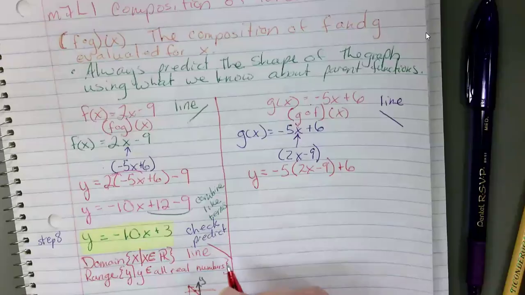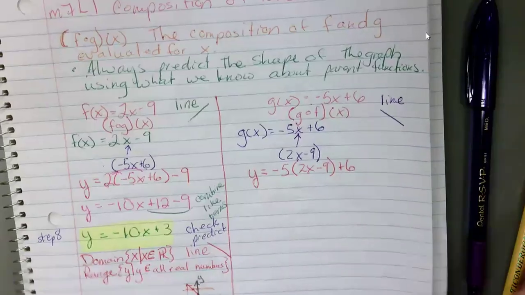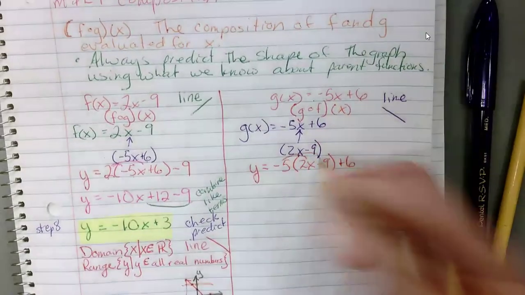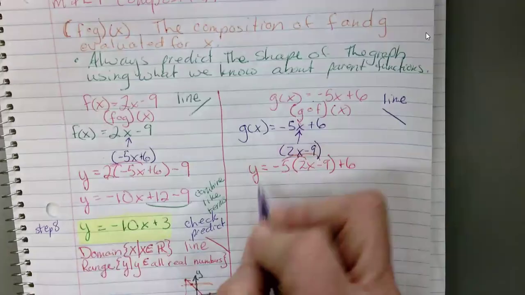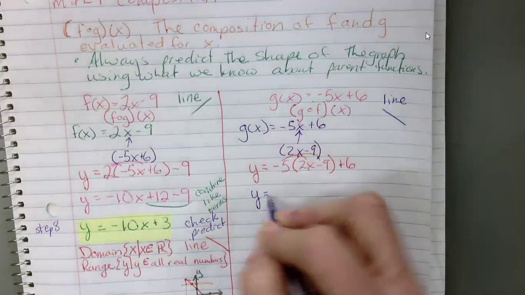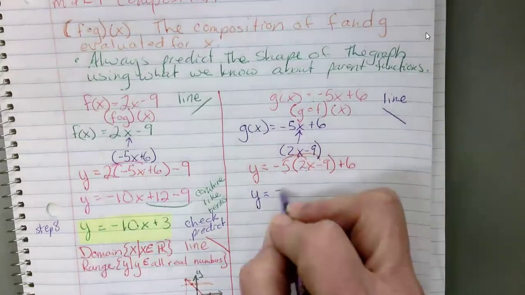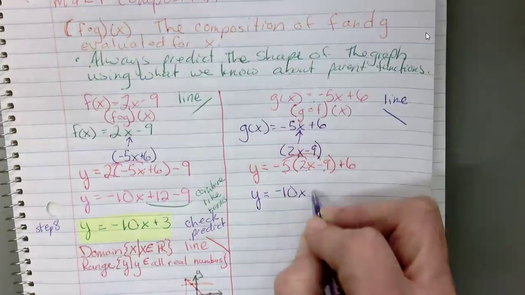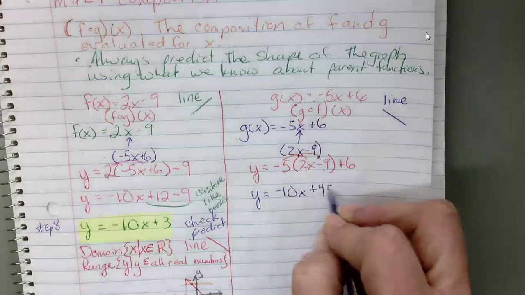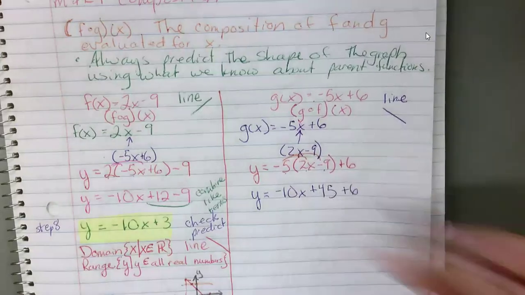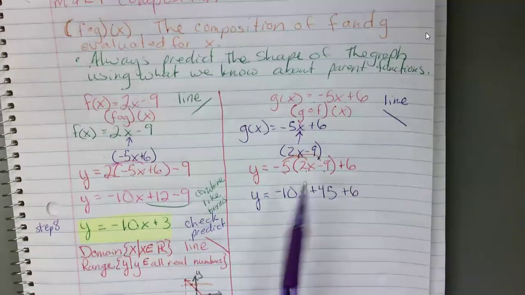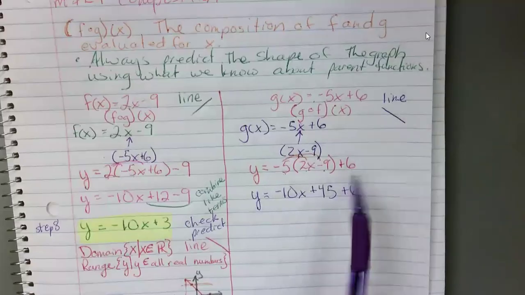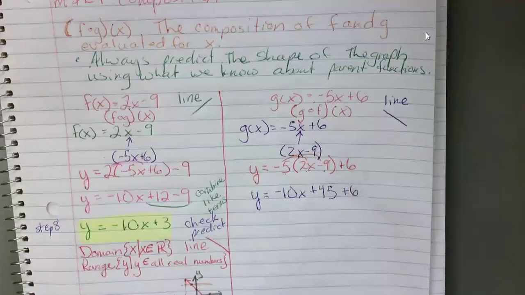Step 7 is to simplify as much as possible. So I'm going to multiply the negative 5 times everything inside. That's going to give us y equals negative 5 times 2x is negative 10x. Negative 5 times negative 9 is going to be plus 45 plus 6. Be thinking again, how come we did not multiply the negative 5 times the 6? Because the 6 is outside of the parentheses.